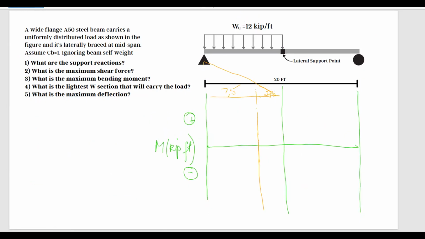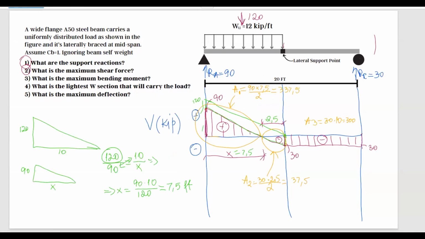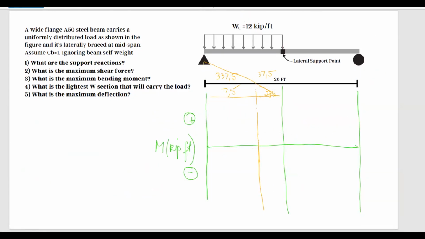So what I'm going to do here as well, I'm going to bring the area. So area for this first section is 337.5. For the second section is 37.5. And for this section of the beam, we have, I believe, 300. There you go.